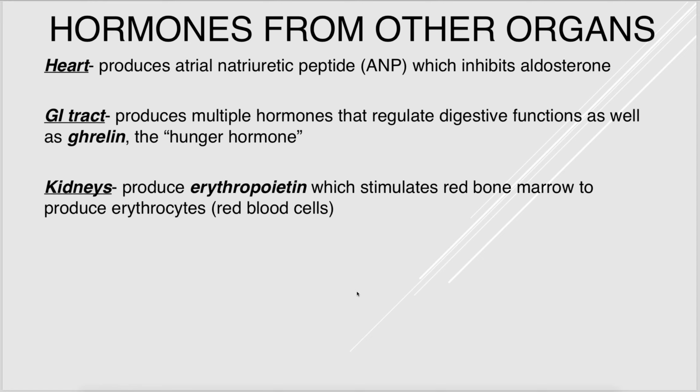So just a last couple of slides here showing that there are lots and lots of other organs in the body that produce hormones that we don't think of as endocrine organs, because they're really not, but they still produce hormones. So the heart, for example, produces natriuretic peptides, which basically inhibit aldosterone. And the GI tract produces lots and lots of hormones, things like ghrelin. Ghrelin's a hunger hormone. Other ones I think I mentioned, like secretin and cholecystokinin, are important during digestion. The kidneys, we know, produce renin, but they also produce erythropoietin, which is a hormone that stimulates the production of red blood cells.